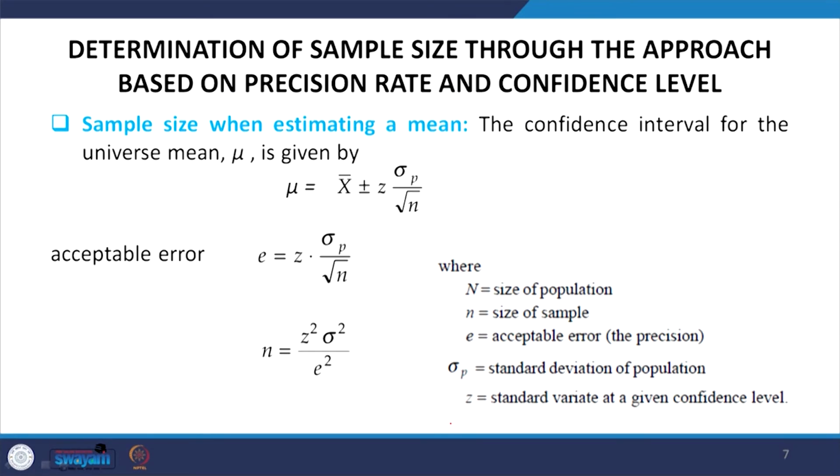Now, let us analyze the mathematical approach to understanding the precision rate and confidence level, and so on, so we can define the right number of samples. The sample size can be determined based on the standard formula. Now, let me proceed to an equation from the beginning.